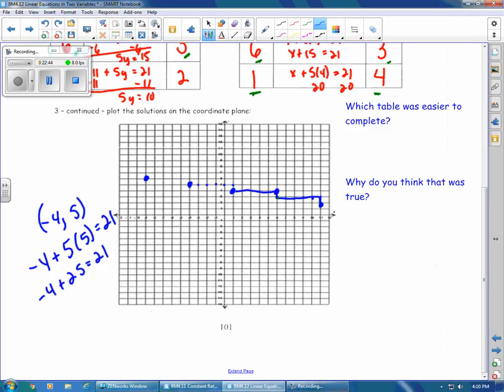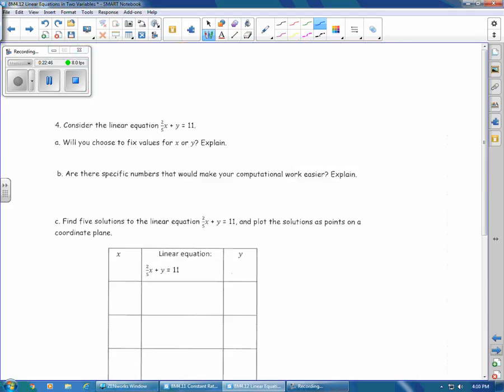Okay, let's look at the next page real quick. Consider the linear equation. I know we're going kind of long, I'm sorry, but I just want to get through a couple more things, and then I think we're going to be good to do this whole lesson in one video.